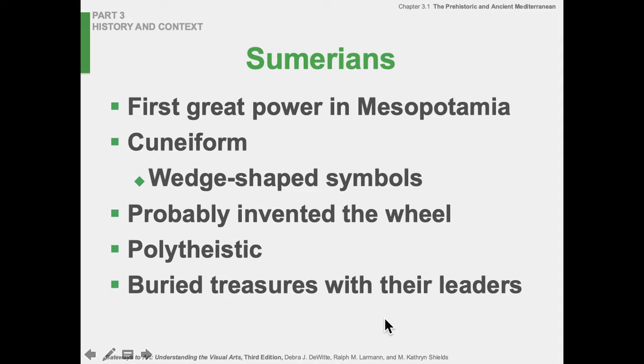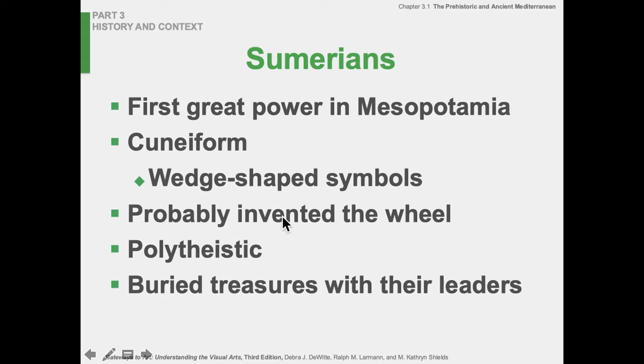Sumerians are the first great power in Mesopotamia. So they have the cuneiform writing. This is our first writing that we know about. So it's wedge-shaped symbols, and we don't show it in the book in this segment, but it's sort of written into wet clay, and this was the first time we had some kind of writing. It says they invented the wheel, which is possible. We don't know for sure.